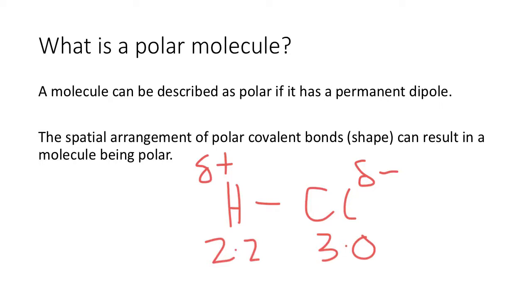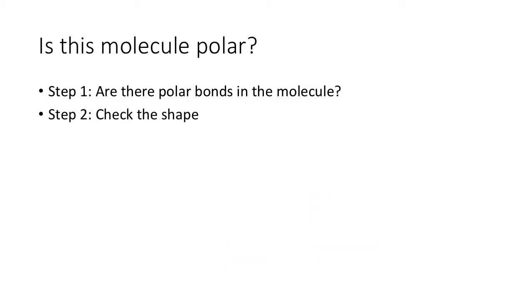but we have to see if this applies to the whole molecule. And the spatial arrangement of polar bonds, the shape of the bonds around a molecule, can result in it being polar or not. So we'll look at some typical examples together. Is this molecule polar? Your first step, are there polar bonds in the molecule? And then we'll have a look at the shape and see what effect that has.